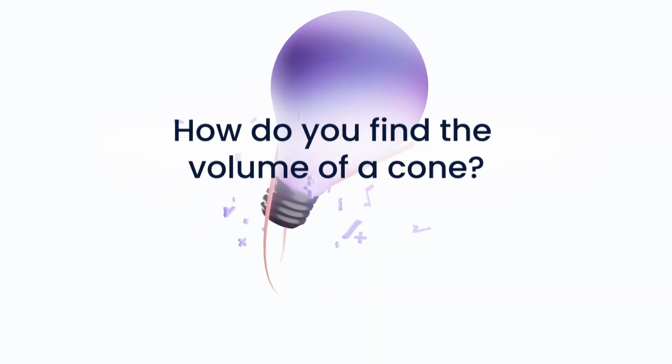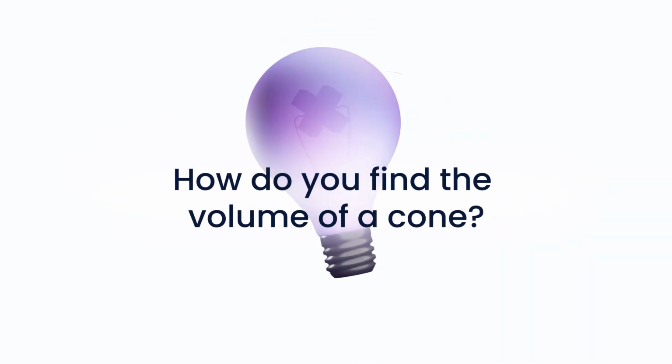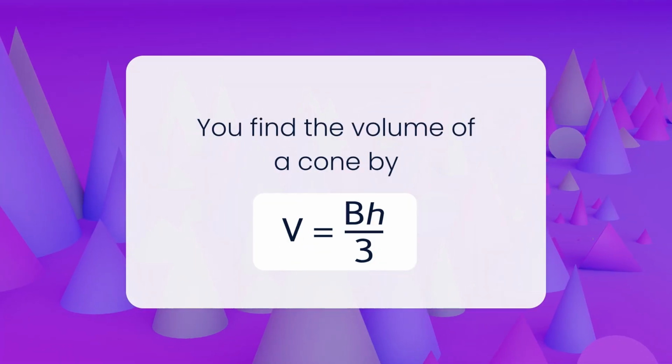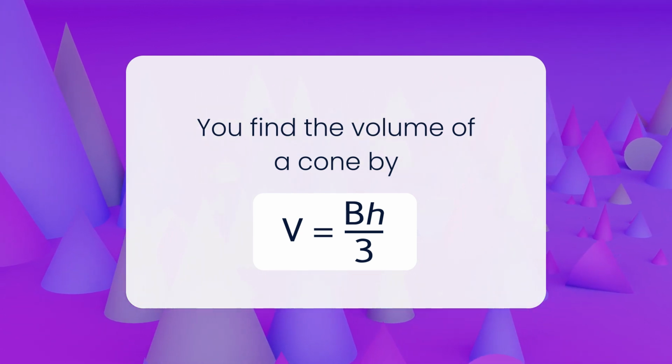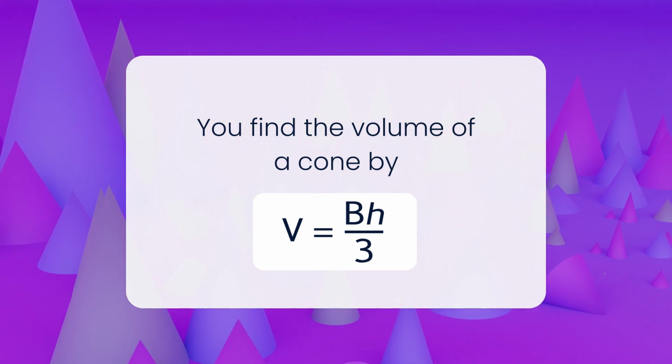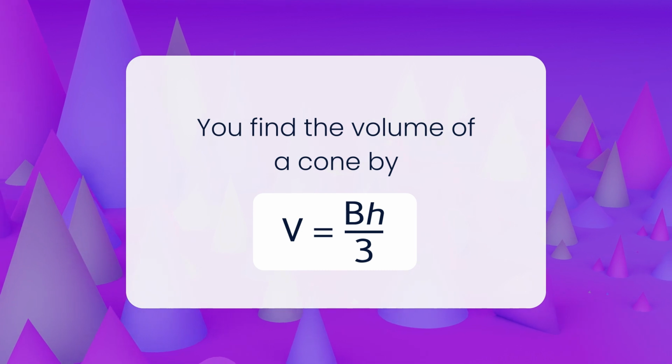How do you find the volume of a cone? You find the volume of a cone by multiplying the area of the base by the height of the cone, then dividing it by 3.